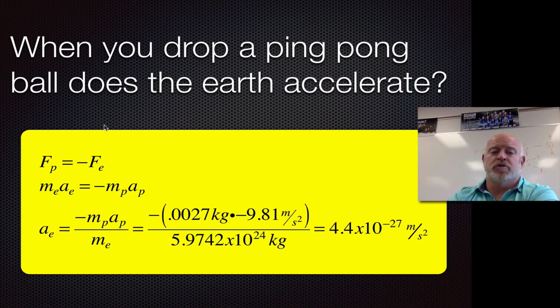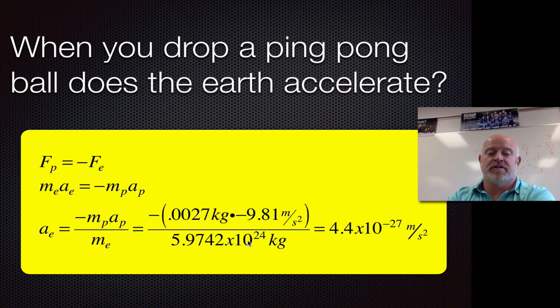All right? So we can say that the force the planet feels has to be equal to the force the ping pong ball feels, but opposite. That's why we have a negative sign in here. So the mass of the Earth times the acceleration of the Earth has to equal the opposite, the mass of the ping pong ball times the acceleration of the ping pong ball. If I rearrange this equation, I can solve for the acceleration the Earth feels. We just need some data. So a ping pong ball has a mass of 0.0027 kilograms. Not very heavy, okay? Multiply that times a negative 9.81. That's the acceleration that the ping pong ball will feel.